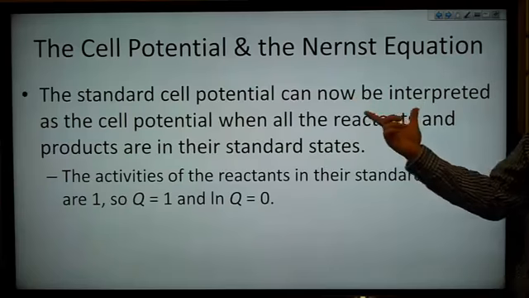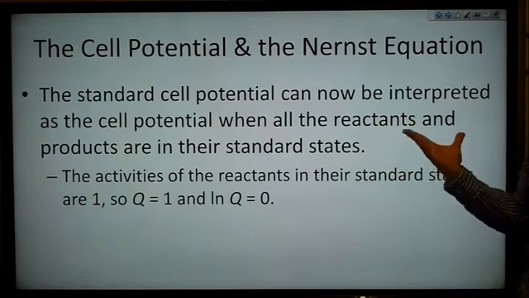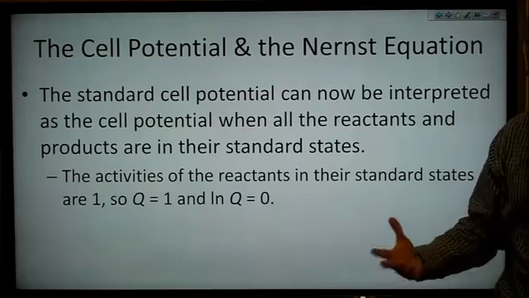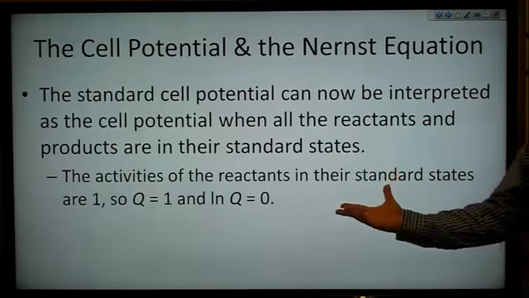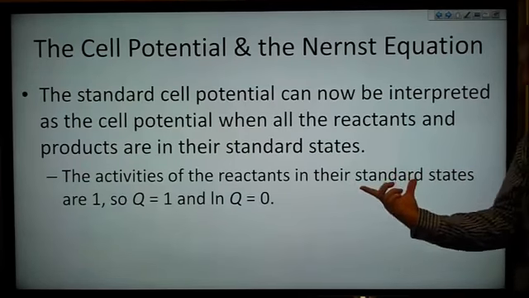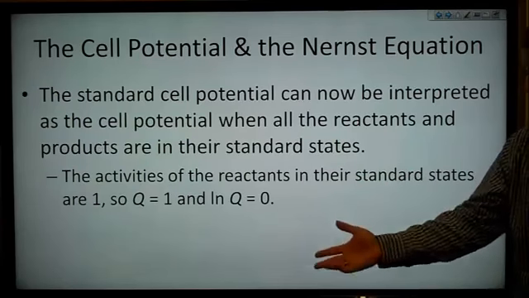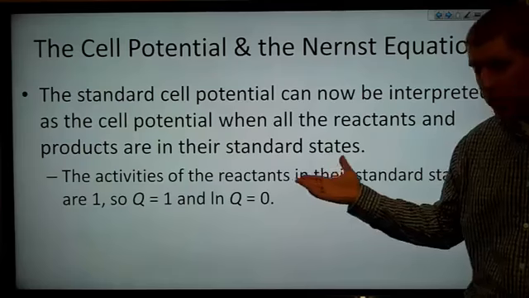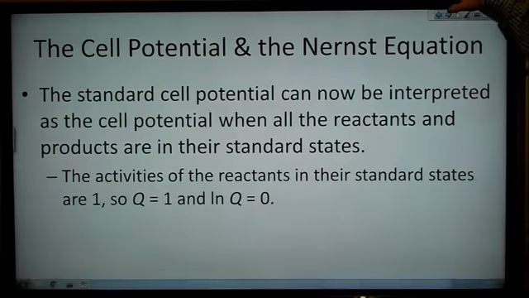So the standard cell potential can now be interpreted as the cell potential when all of our reactants and products are in their standard states. So we have concentrations, or maybe activities, of our reactants in their standard states equal to 1. This means Q has to be equal to 1, and that means the natural log of Q is 0. So that's that zero point that we were talking about on the last slide.